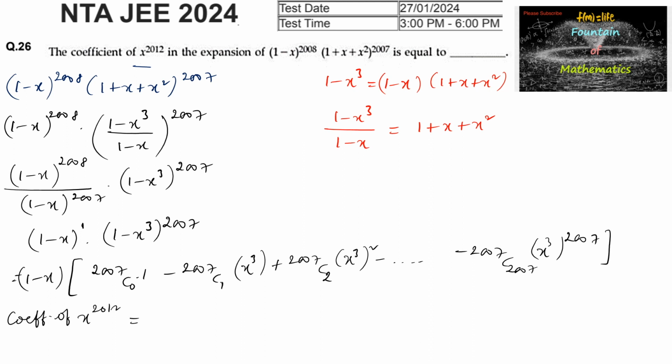So to get the coefficient of x to the power 2012, the 1 must be multiplied with the term with x to the power 2012, or the minus x must be multiplied with the term with x to the power 2011. And clearly we can say that all the powers of x here are multiples of 3. Powers of x are either 0 or a multiple of 3.